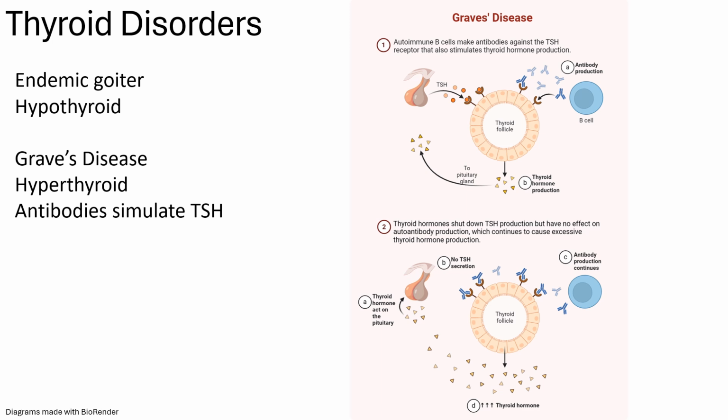I just want to note that there are more diseases than an endemic goiter that make hypothyroidism. There are more diseases than Graves' disease that make hyperthyroidism. These are just two mechanisms of how that can happen.